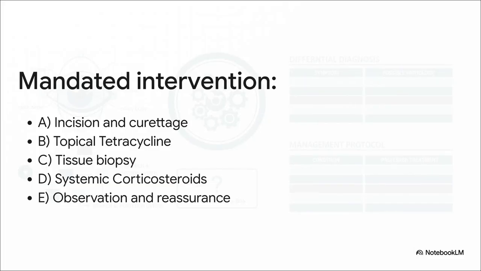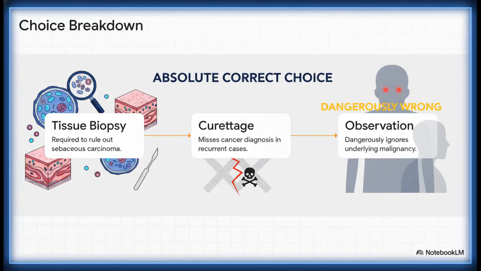Here are your 5 management options for this recurrent nodular lesion. A. Incision and curettage. B. Topical tetracycline application. C. Tissue biopsy. D. Systemic corticosteroids. Or E. Observation and reassurance. If you went with C, you're right. Tissue biopsy is the absolute correct choice to rule out basal cell or sebaceous carcinoma in any recurrent chalazion scenario.